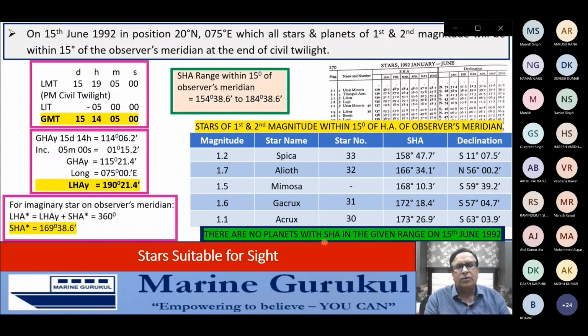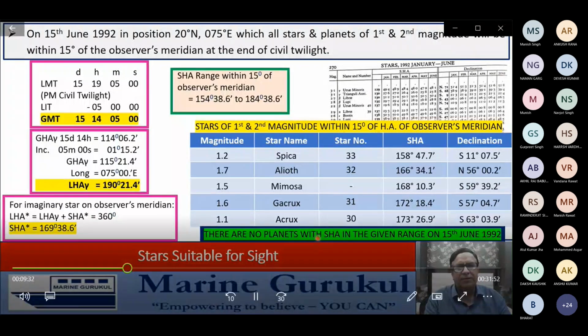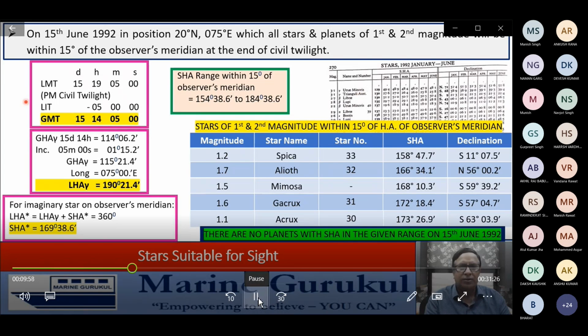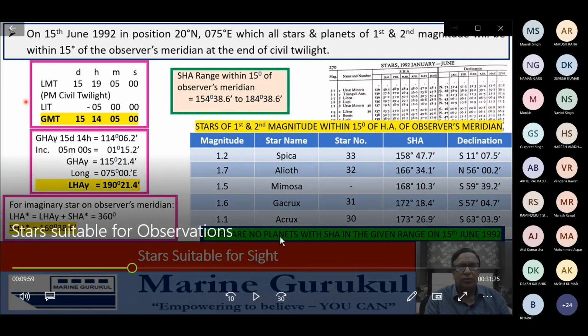Now for the planets, we go to the daily page of the Nautical Almanac for 15th June. On the left side, right bottom corner, we have the information for the planets. We see if any of the 4 planets listed there have their SHA in this range. We find that none of the 4 planets have the SHA falling in this range. Therefore, there are no planets with SHA in the given range or within 15 degrees of observer's meridian as required by this question.